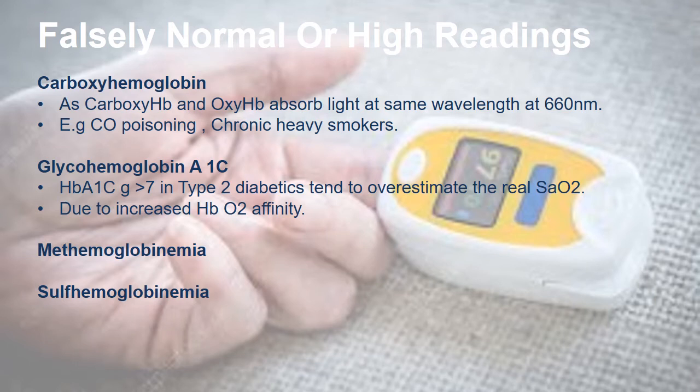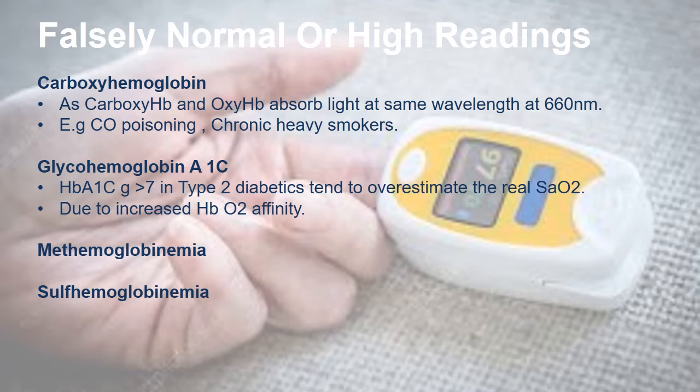Falsely normal or high readings. What do I mean by this? I mean that there are certain conditions in which you get a falsely normal or falsely high reading, despite the patient having low SaO2. So what are these conditions? These are carboxyhemoglobinemia. When does it happen? It happens in carbon monoxide poisoning, or in patients who are chronic heavy smokers. Why does it happen?